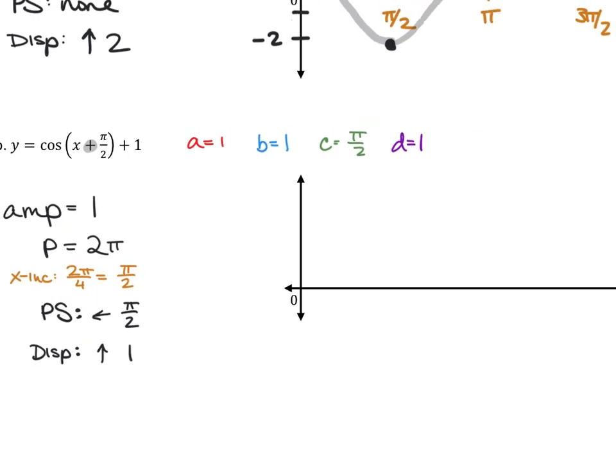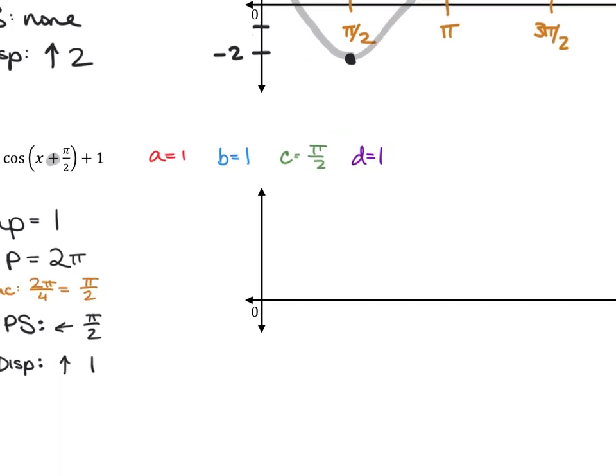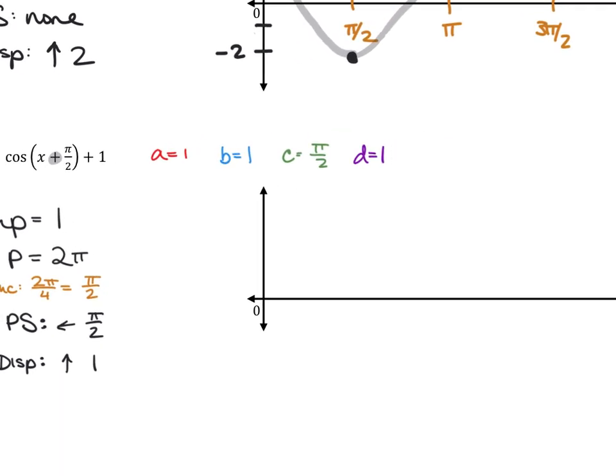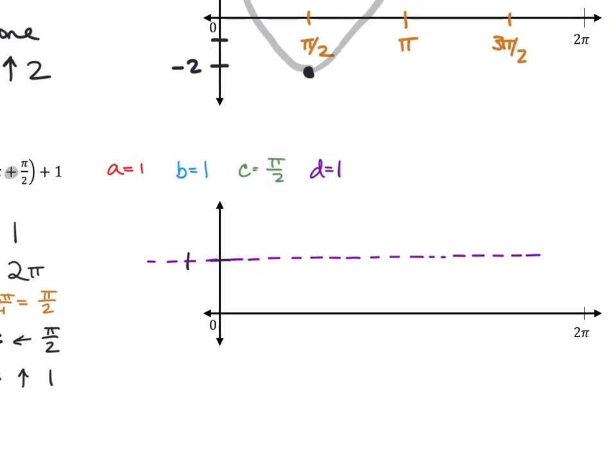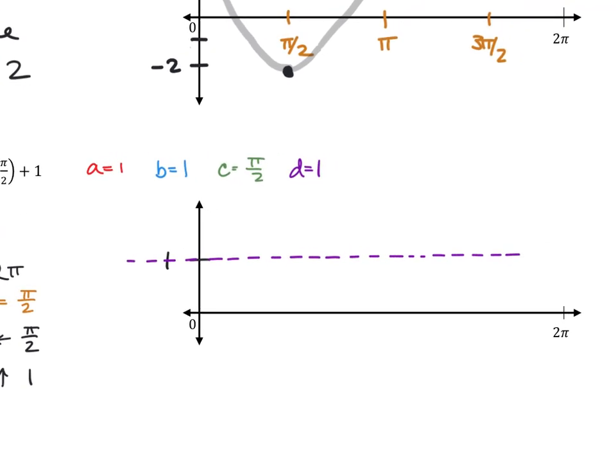My displacement of 1 means that the center of my graph is not at the x-axis. My center is going to be at the value 1. I like to draw a dashed line there, just so I remember that that is my center. Okay, great. Now I have my center line.